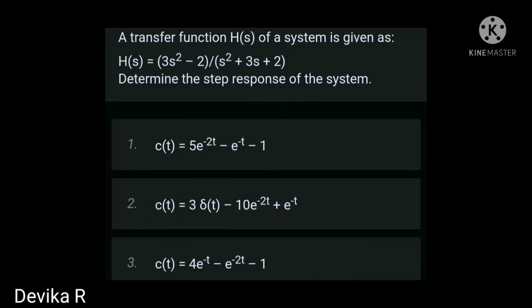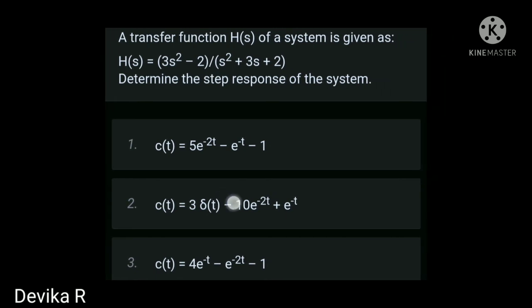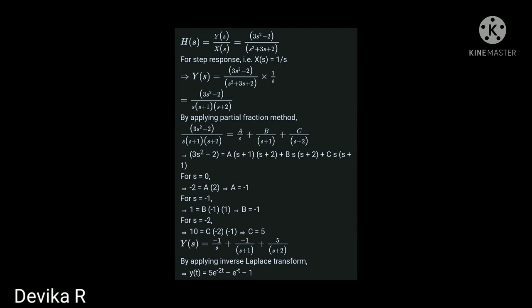A transfer function H of s of a system is given as H of s equals 3s squared minus 2 divided by s squared plus 3s plus 2. Determine the step response of the system. You have to find the step response. How we solve the question was, first write the transfer function. H of s equals Y of s divided by X of s. Then you have to find the step response, so X of s equals 1 by s. Substitute 1 by s, then apply the partial fraction method.